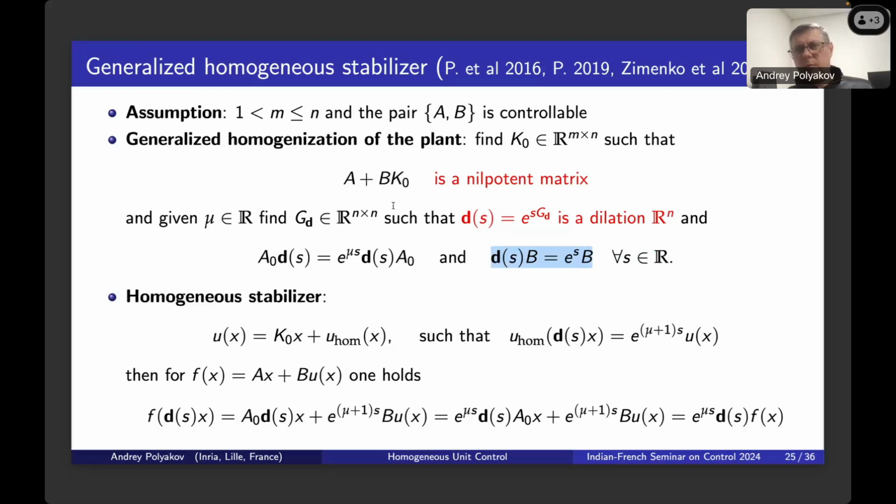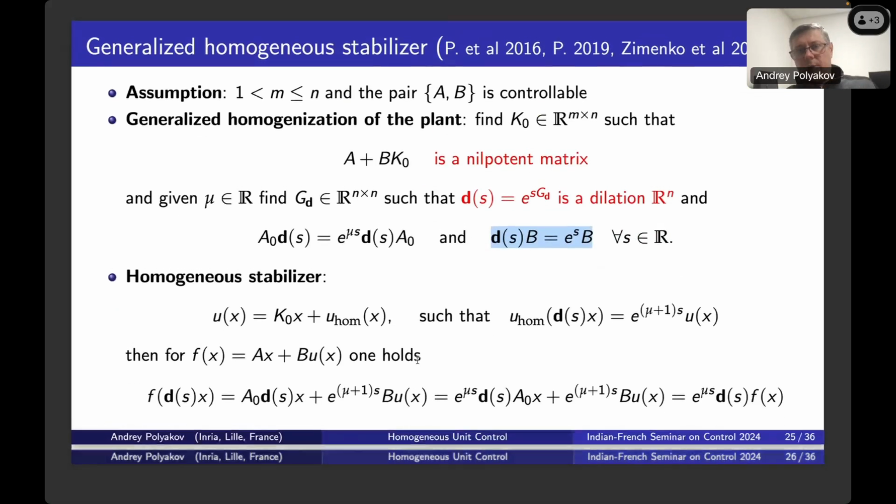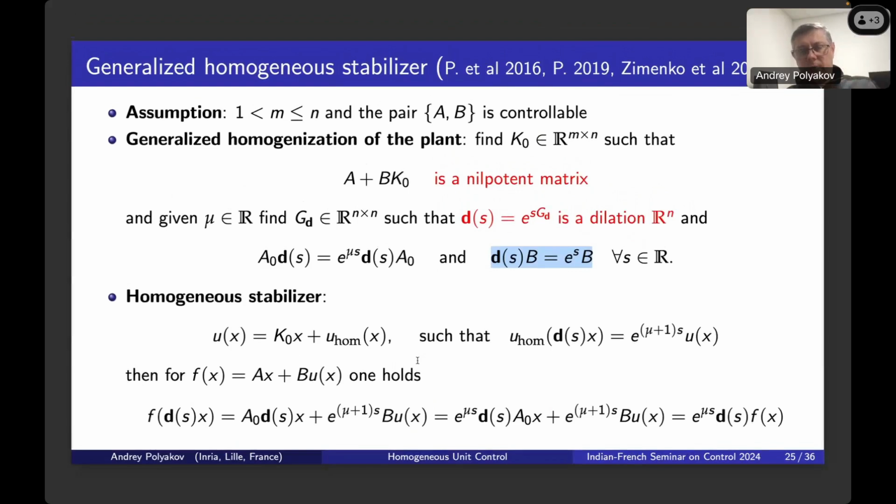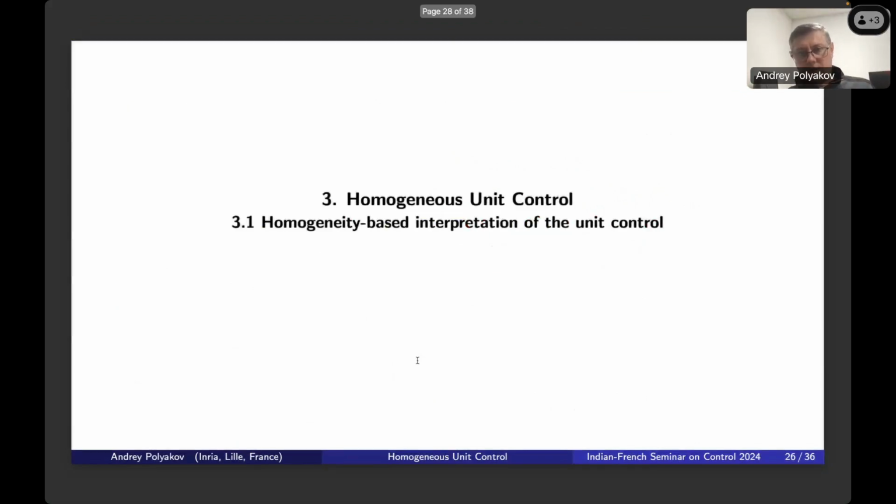So for more on this homogenization, I give here a few references where you can find these tricks with decompositions of the system or for linear dilation. And now we just implement this idea of homogenization plus some homogeneous control design in the design of this homogeneous unit control.